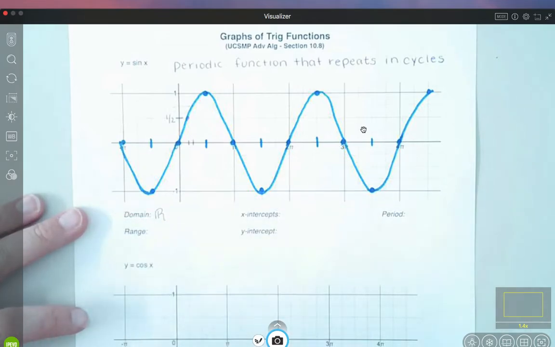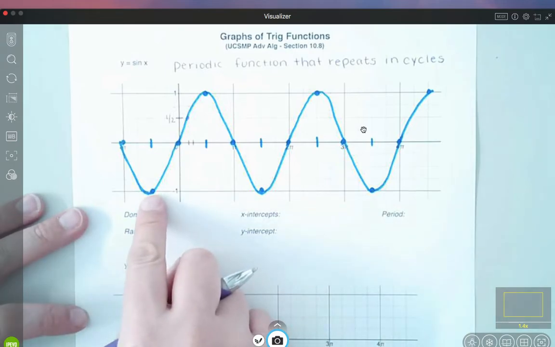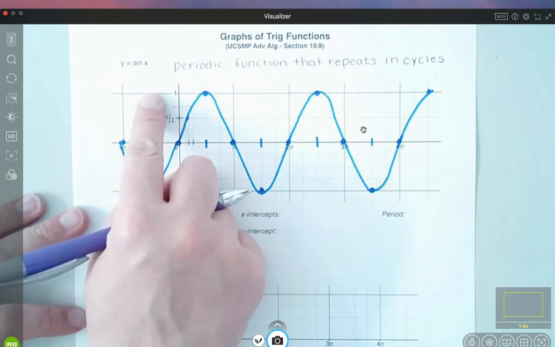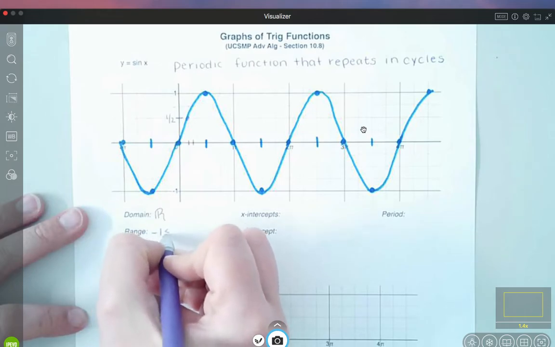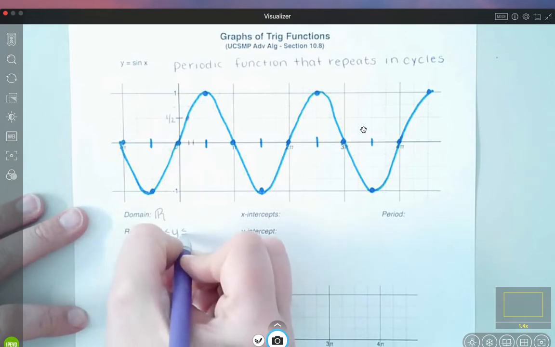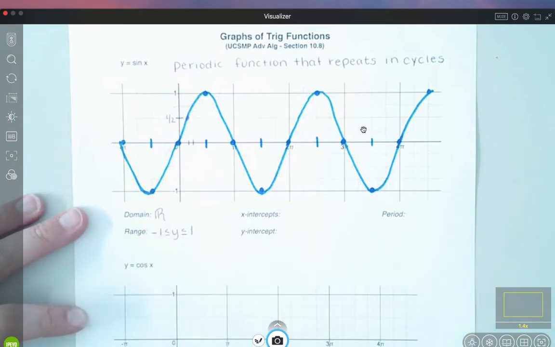Your range is your y values, and we sort of already talked about that. Like, what kind of answers are possible here? Well, if you look at our graph, the lowest it's ever going to go is -1, and the highest it's ever going to go is +1. So we would say this is between -1 and +1 for a range.